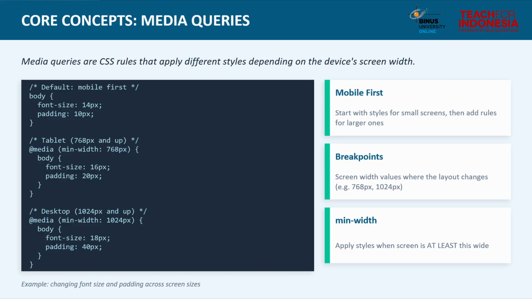This approach is called mobile first, meaning we design for the small screen first, then progressively add styles for larger screens. It's the recommended modern approach. The specific screen widths where the layout changes, like 768 pixels and 1024 pixels, are called breakpoints. These are the points where a design breaks into a new layout.